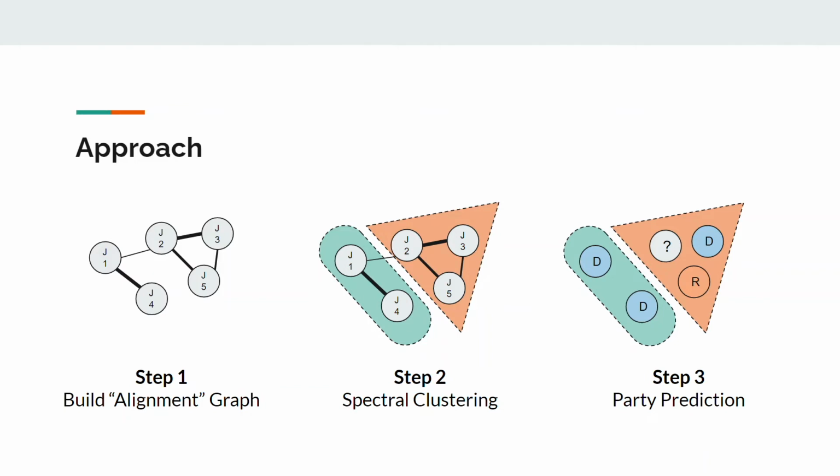For step 3, we're actually looking at the prediction. To do the prediction for one of the justices, let's take the example of Justice 2 in gray, we're looking at how many of the other justices in the same cluster are either Democratic or Republican. In this case, our prediction for the probability of Justice 2 to be a Republican is going to be 1/2, because among the two other justices in the same cluster, one is a Republican and the other one is a Democrat.